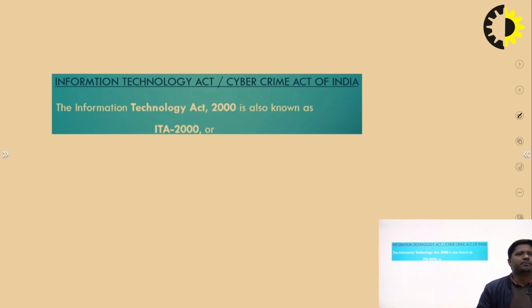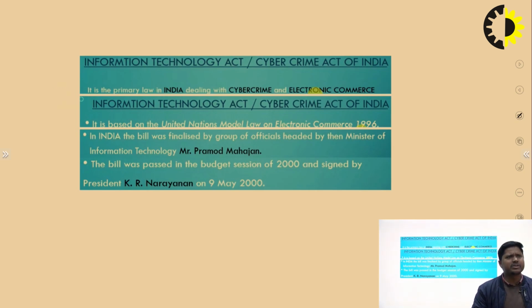The most important cyber law is the Information Technology Act. We can call it the Cyber Crime Act of India. We can also say Information Technology Act 2000, also known as the ITA 2000 Act. It is the primary law in India dealing with cyber crime and electronic commerce, and it is based on the United Nations Model Law on Electronic Commerce 1996.